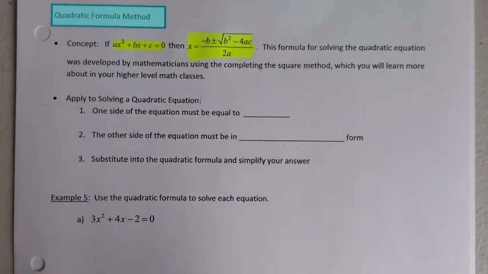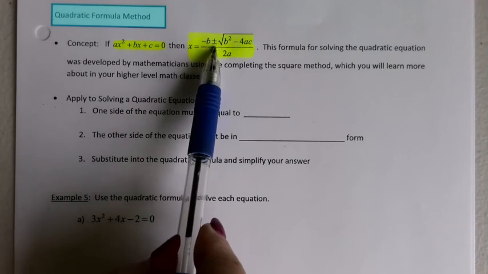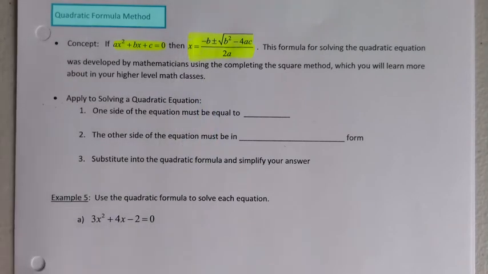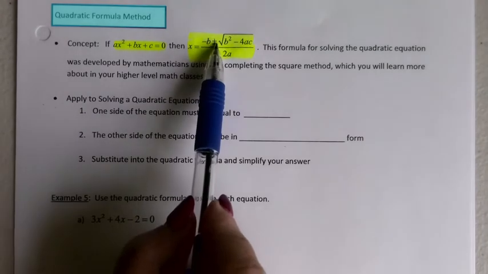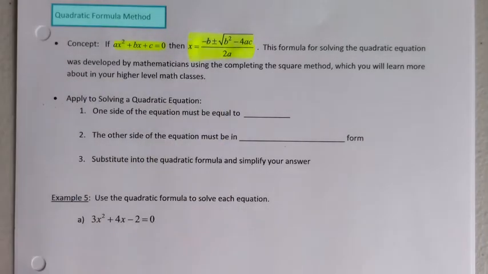Notice that in the formula, there's a plus or minus. That's how we actually end up getting the two answers that we've come to expect from quadratic equations. One comes from using the plus, and the other comes from using the minus.